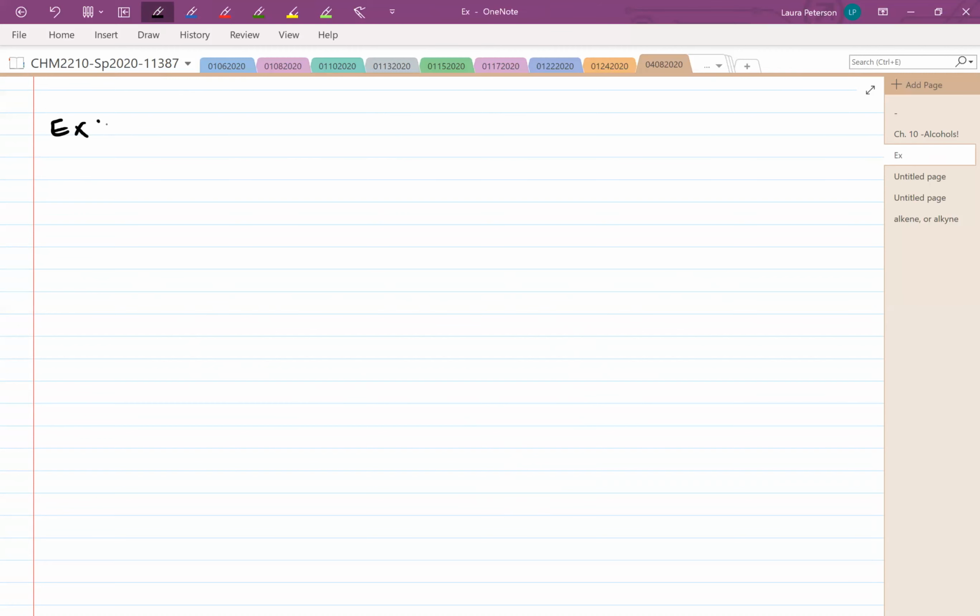So could I do this reaction? Let's say I wanted to do an SN2 reaction with DMSO. Would that be possible? Why or why not? So it would not be possible, right? There's no reaction there. So what is the problem with alcohols in these reactions?